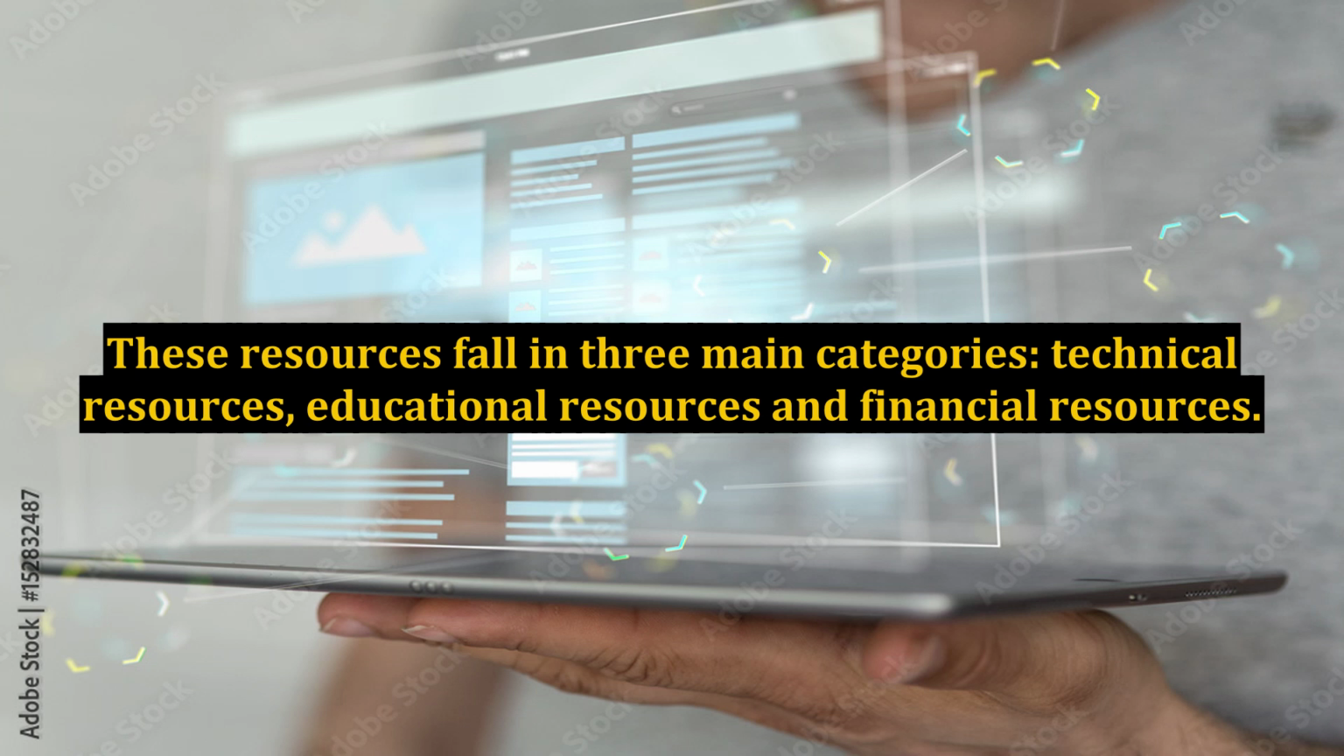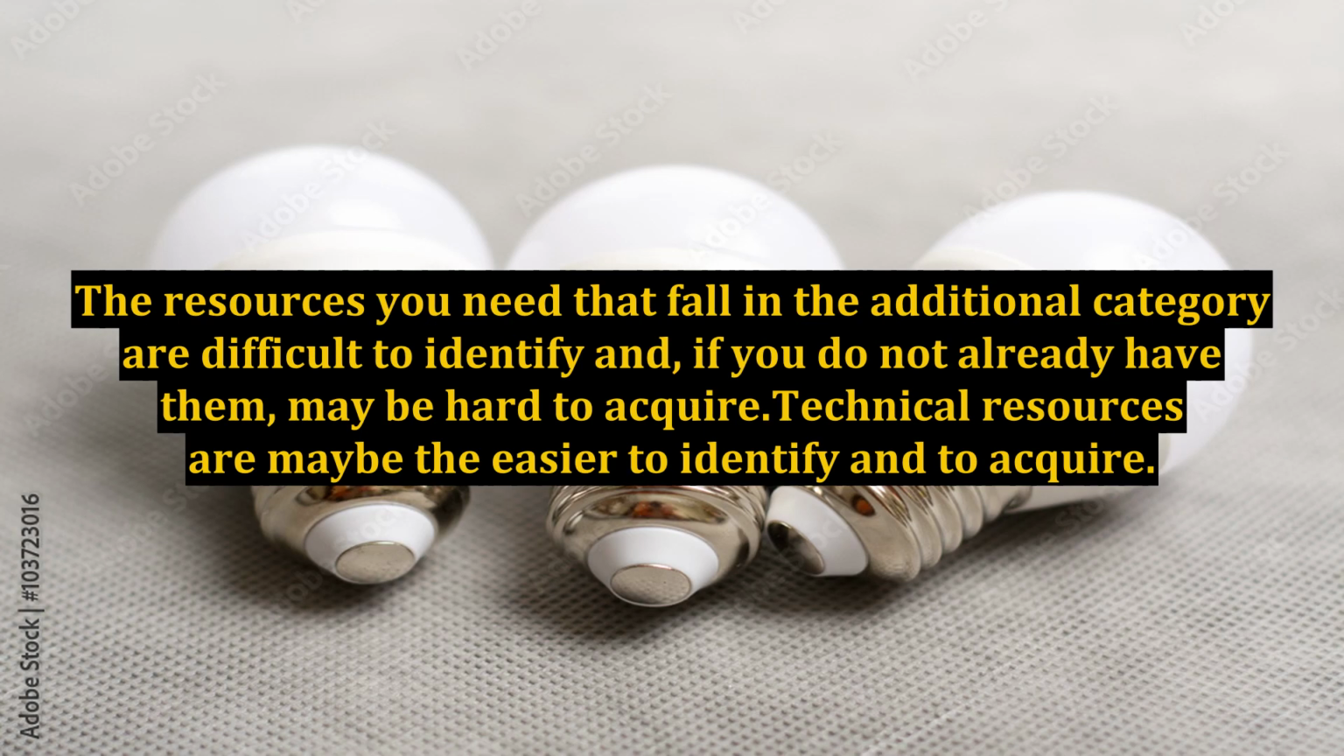Additionally, you will need other resources that do not fall in these categories. They are inherent to yourself, and usually you do not know you need to acquire them or that you already have them. The resources that fall in the three main categories identified above are resources you can identify effortlessly and that you can acquire or learn with more or less difficulty. The resources you need that fall in the additional category are difficult to identify and, if you do not already have them, may be hard to acquire.